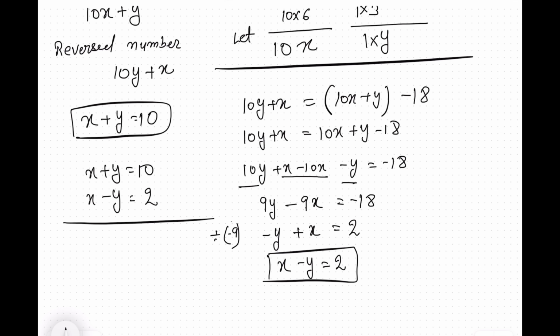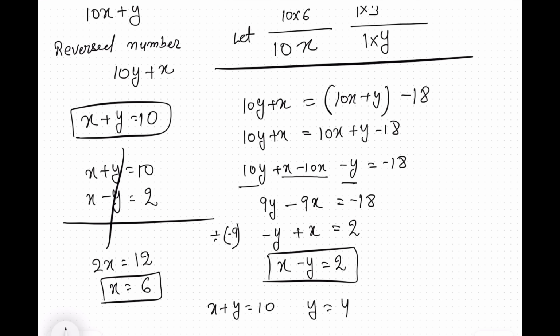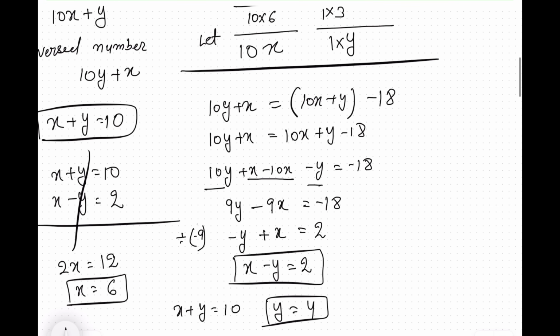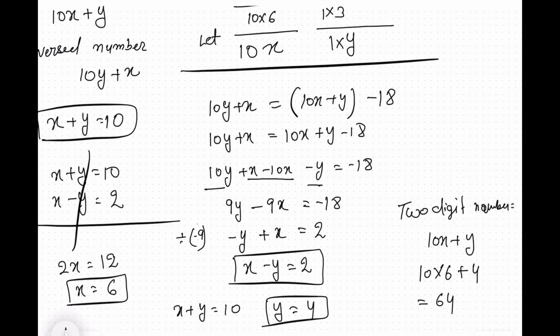Let's solve it now. x plus x becomes 2x, and 10 plus 2 is 12. So x becomes 6, right? x is 6. Now let's find the value of y. So x plus y equals 10, so we can say y is what? 4. So what is the two digit number? The two digit number is 10x plus y, that is 10 times 6 plus 4. That we can say 64 is the answer.